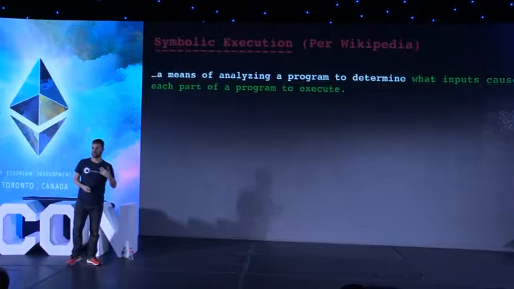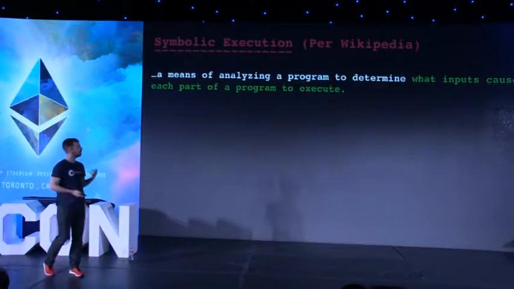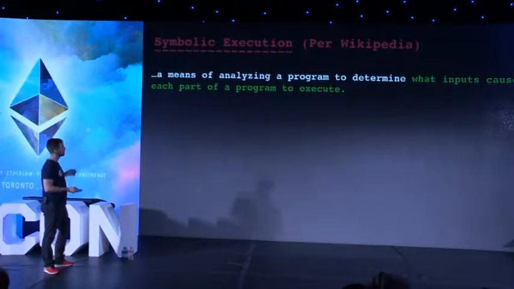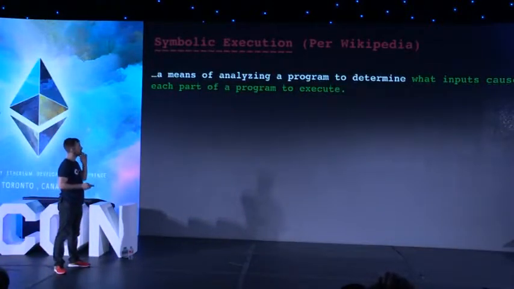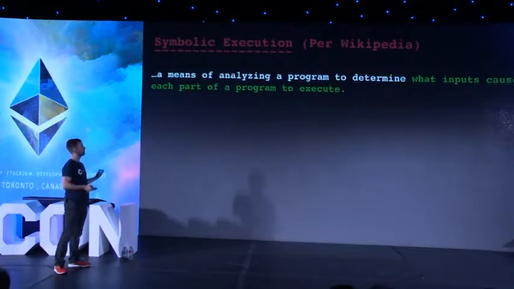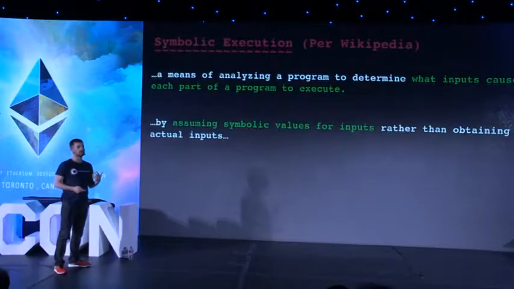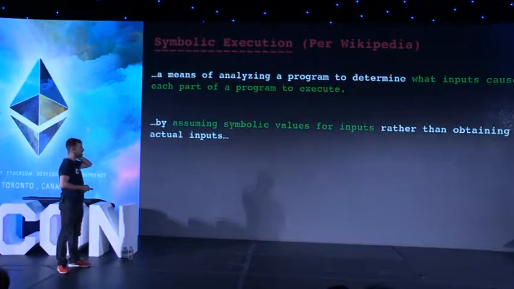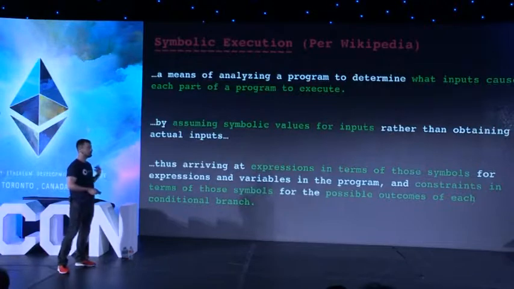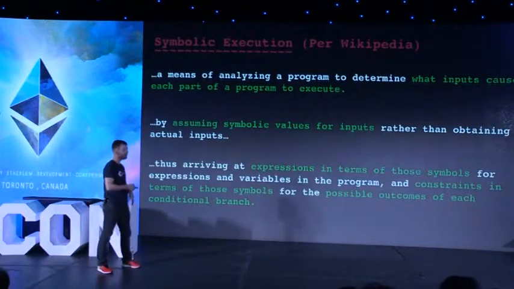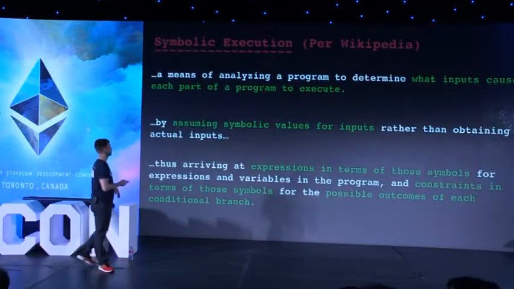So in a bit more rigorous definition, per Wikipedia, symbolic execution is a means of analyzing a program to determine what inputs cause each part of a program to execute. It is done by assuming symbolic values for inputs rather than obtaining actual inputs, and thus we arrive at expressions in terms of those symbols for expressions and variables in the program, and constraints in terms of those symbols for the possible outcomes of each conditional branch.